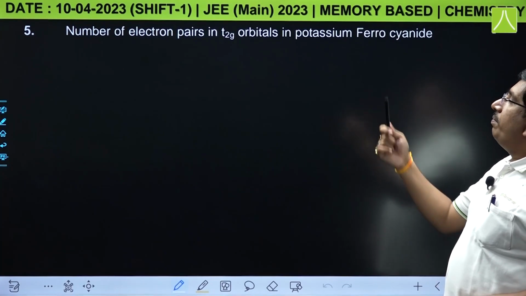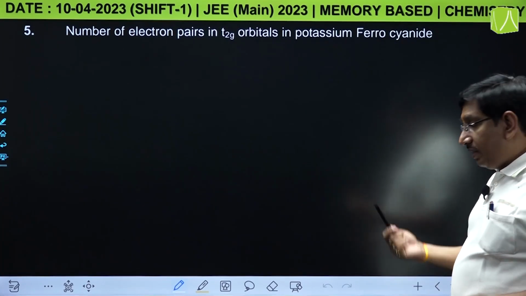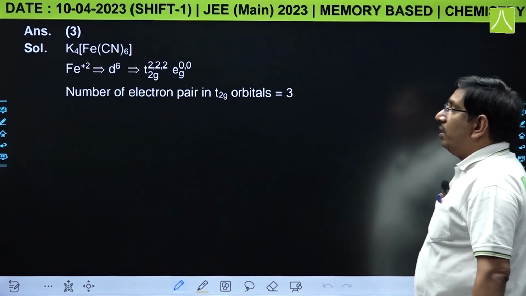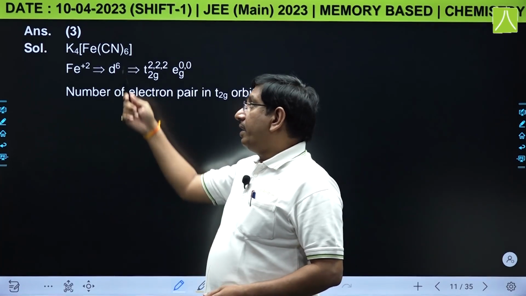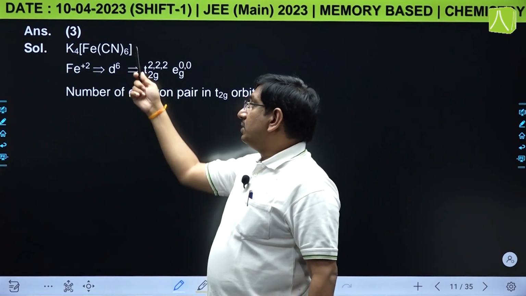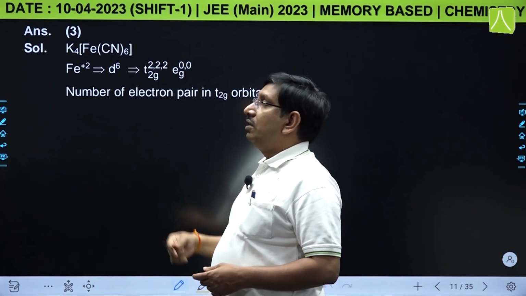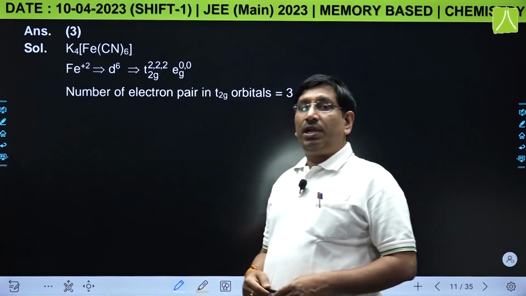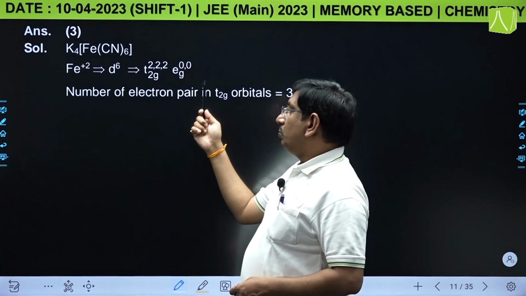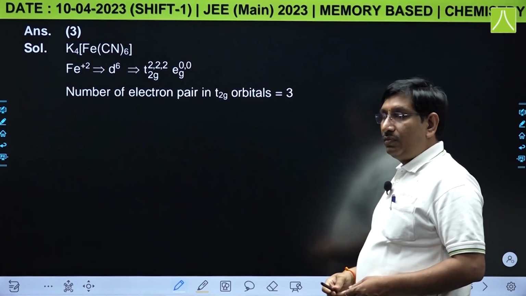Next one: number of electron pairs in t2g orbitals in potassium ferrocyanide. Another question from coordination. In potassium ferrocyanide, cyanide ion is the strong field ligand and iron is in +2 state. In the presence of a strong field ligand, it has d6 configuration and, as per CFT, the configuration is t2g 2,2,2 eg 0,0. Number of electron pairs are 3.